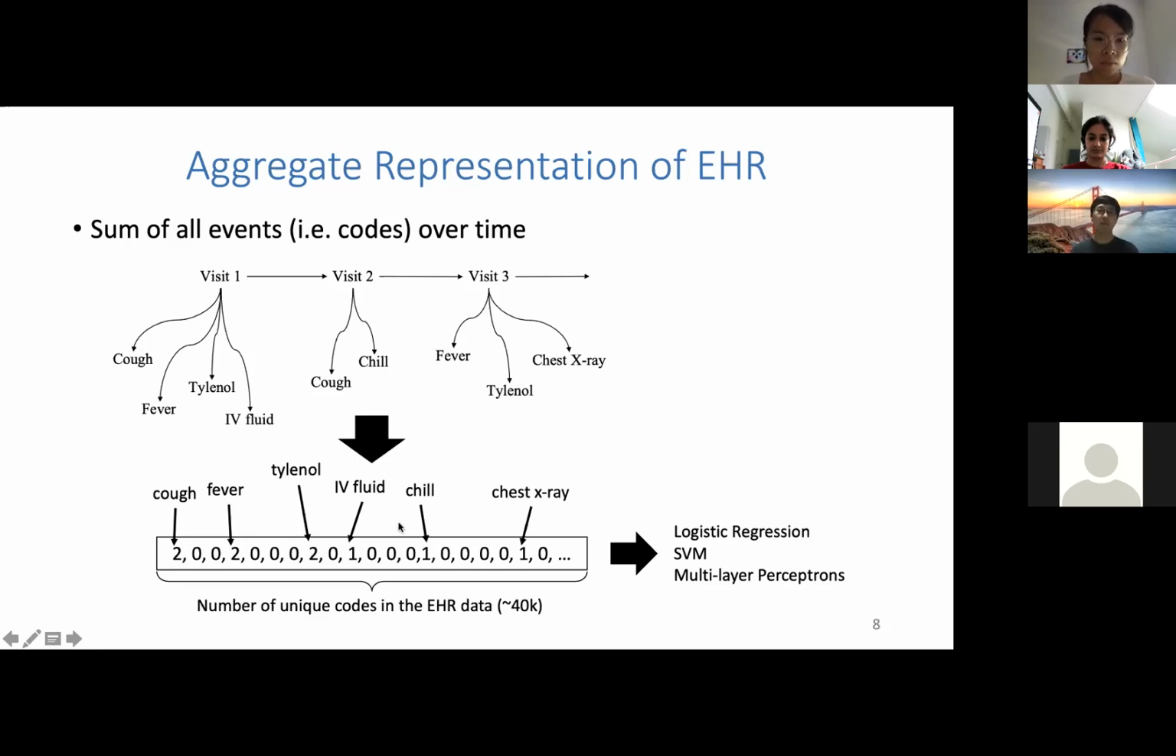So we can represent a single patient as a very long, sparse vector. The dimensionality of the vector would be the same as the entire number of events that could happen to the patient. And then each dimension would indicate the number of times it actually occurred. So it's a count vector, basically. Obviously we can do it, but we can do better than this.